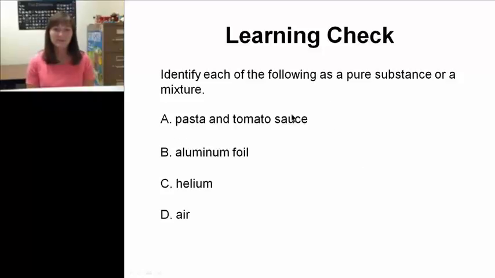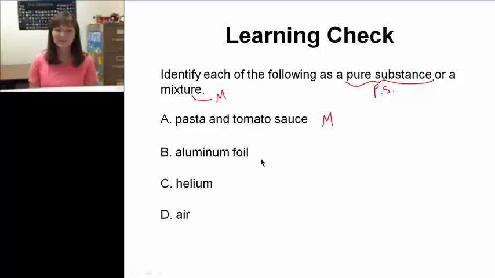Okay, so if it's a pure substance, I'm going to use the variables PS for that. And if it's a mixture, I'm just going to do a capital M. So pasta and tomato sauce. That one is a mixture. It's got the pasta and the tomato sauce, and they are not bonded together. You can change the proportions.